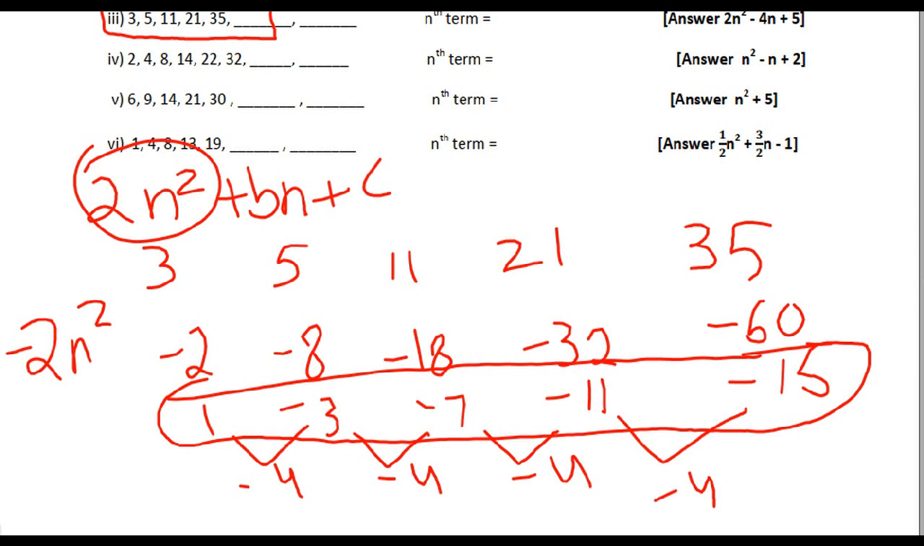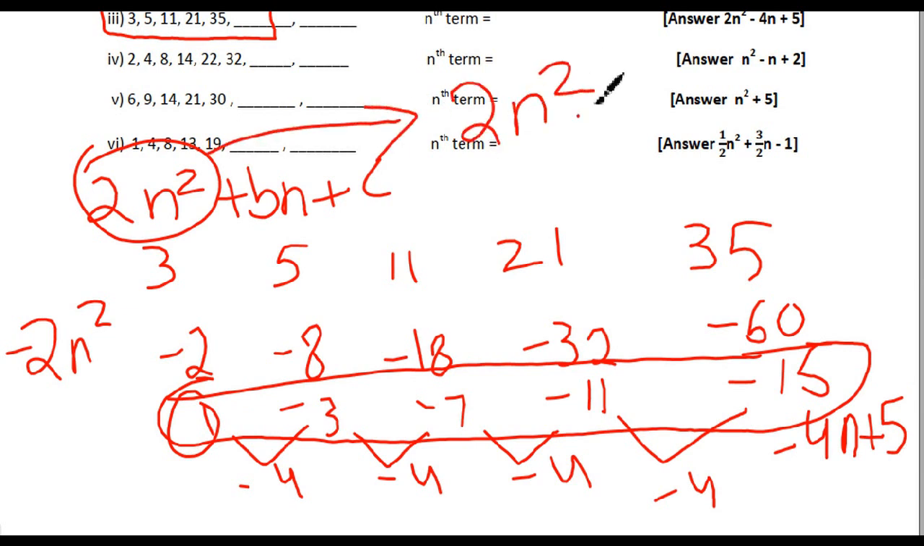For a first level common difference, we can easily find the nth term by the direct method: -4n. Now my first term here is -4, because -4 times 1 is -4, whereas the original first term was 1. So how do I change my -4 to 1? By adding 5 to it. So -4n + 5. This is simply your bn + c. So the nth term will be 2n² - 4n + 5.